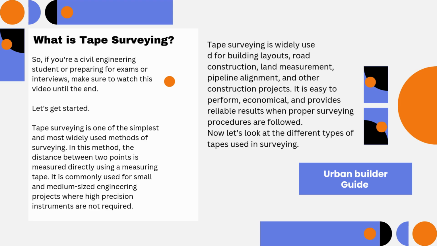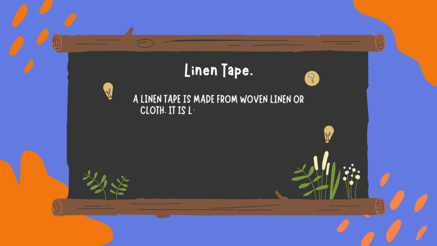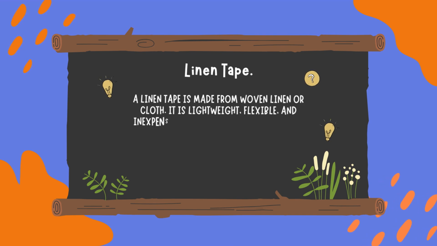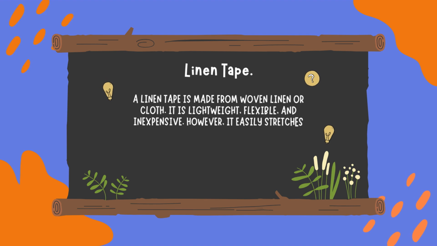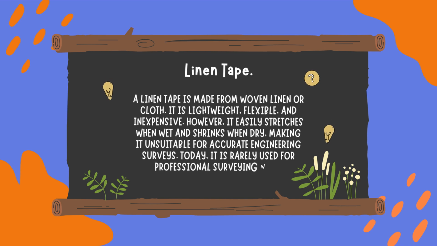Now let's look at the different types of tapes used in surveying. The first type is the linen tape. A linen tape is made from woven linen or cloth. It is lightweight, flexible, and inexpensive. However, it easily stretches when wet and shrinks when dry, making it unsuitable for accurate engineering surveys. Today, it is rarely used for professional surveying work.